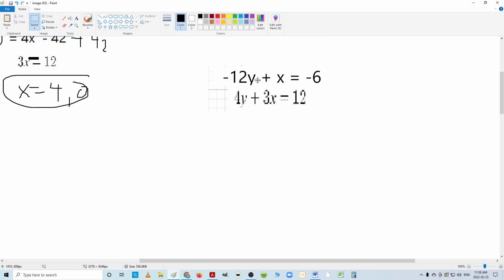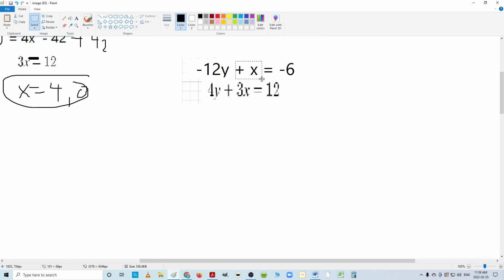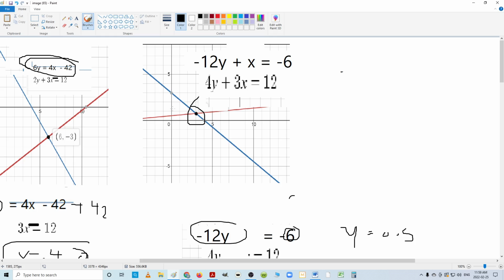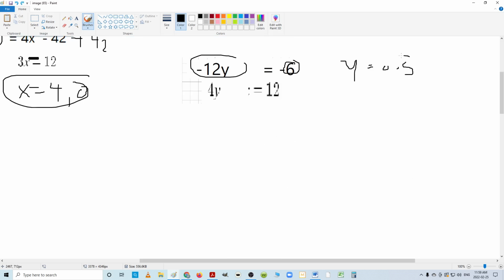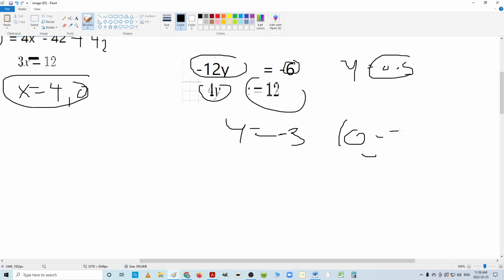So y-intercept occurs when x is 0. So we just get rid of those x's. So I get up top, y-intercept, divide both sides by minus 12. We get y is equal to 0.5. So that's its y-intercept. When I go up here, there it is there, 0, 0.5. When I divide both sides by 4, I get y is equal to minus 3. So that's its y-intercept, 0, minus 3.